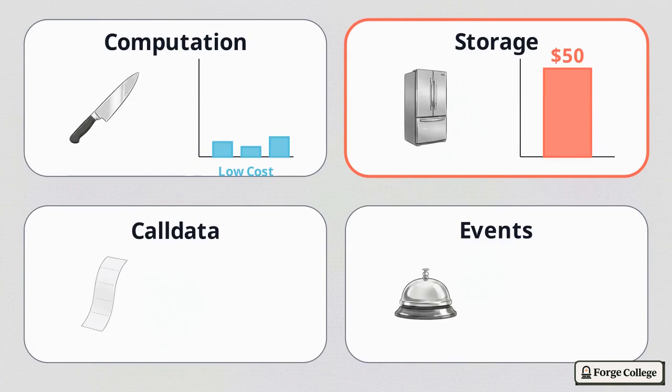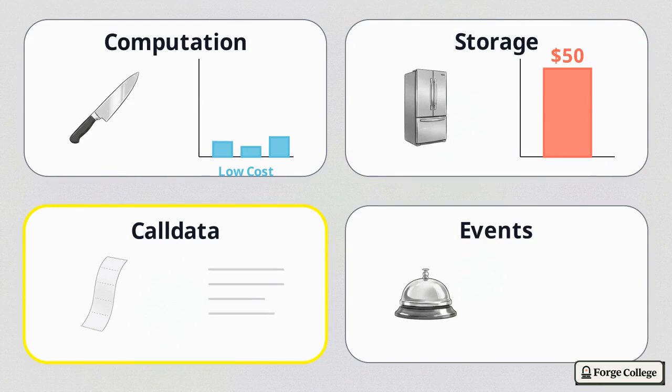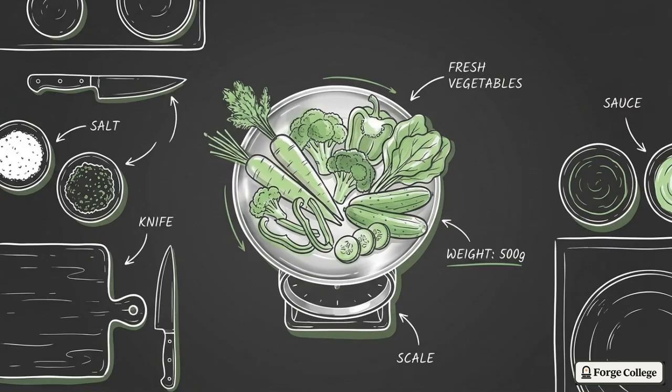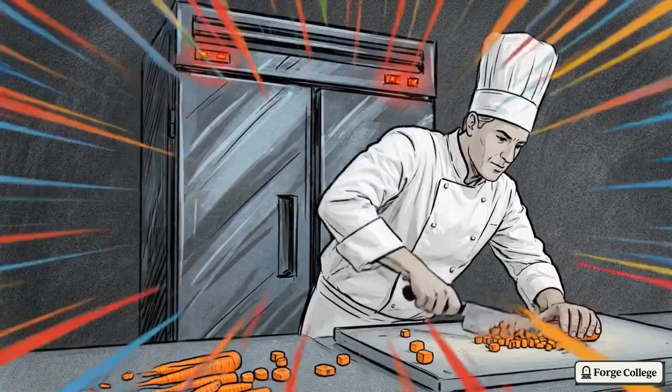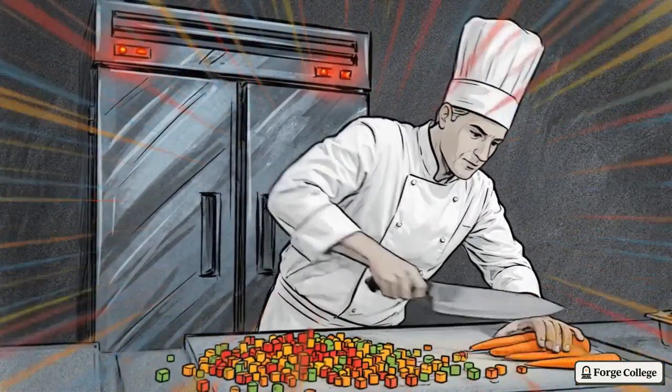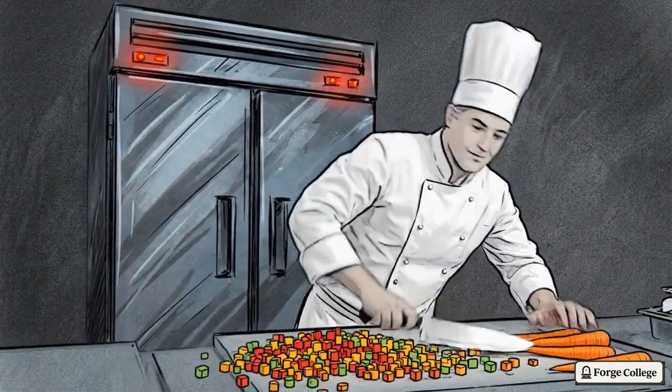Third is calldata. This is the process of reading incoming instructions from a user. It is very much like a chef reading a new order ticket that just printed on the line. Finally, we have events. This is how the contract announces what just happened to the outside world, like the chef ringing a loud bell to tell the waiter an order is ready. Successful optimization means balancing these 4 operations. The goal is to keep your data out on the cheap prep counter of computation as long as possible, rather than constantly reaching into the expensive refrigerator of permanent storage.